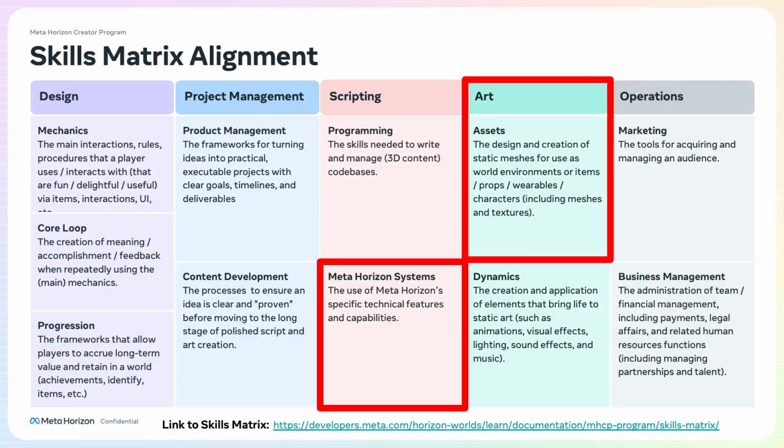So today, the skills matrix alignment is art, assets, design, and creation of static meshes for use as in-world environments, items, props, wearables, characters. And today we're going to be diving into a little bit of AI and getting that really nice AI-based model. And then we're gonna do some retopologizing. So this is gonna be super cool because you could do so much with retopology. You could basically make an AI model your own.